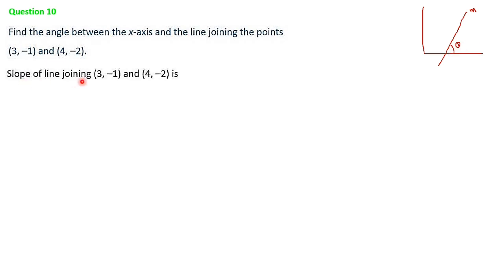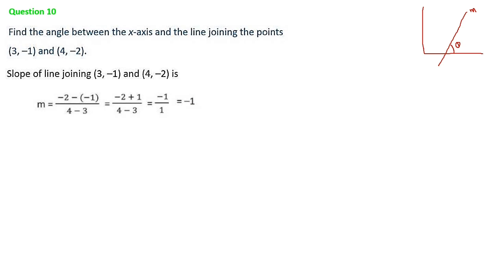So let's find the slope of these 2 points: y2 minus y1 by x2 minus x1. So minus 2 minus minus 1 divided by 4 minus 3. That is minus 2 plus 1 by 4 minus 3. Minus 2 plus 1 is minus 1. 4 minus 3 is 1. So we are getting minus 1. m is equal to minus 1 we have got.